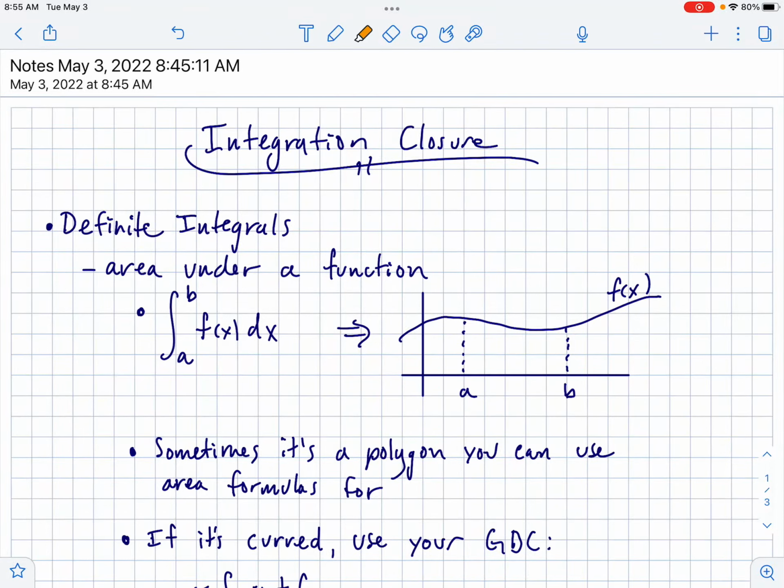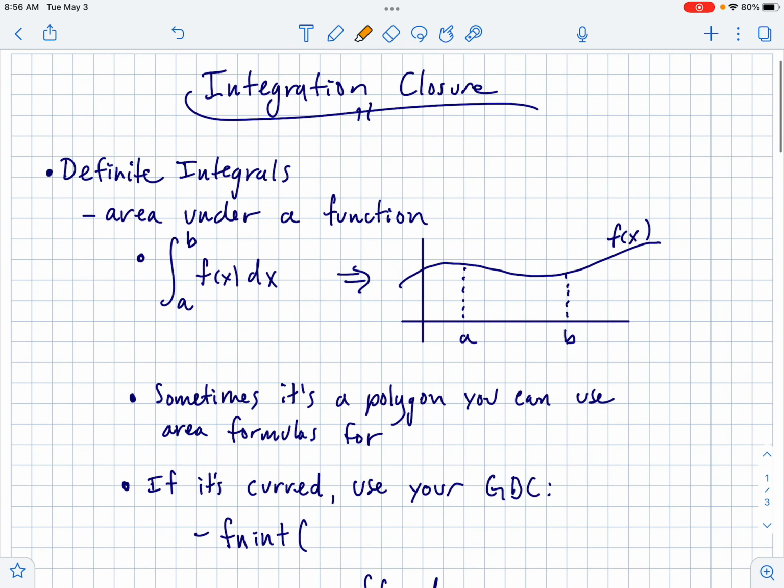All right, AI SL2. We've reached the end of kind of all of it. What a long, strange trip it's been, you guys. Today we're talking about the integration chapter, and these are the closure notes of everything that could come up on a test. First up, we started talking about definite integrals.